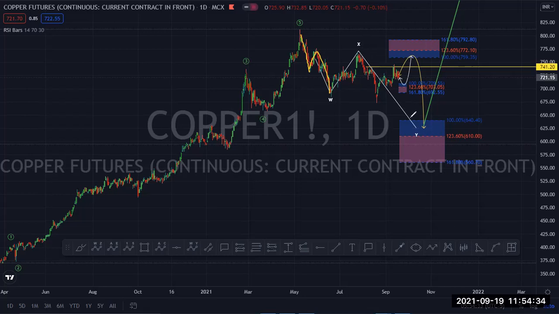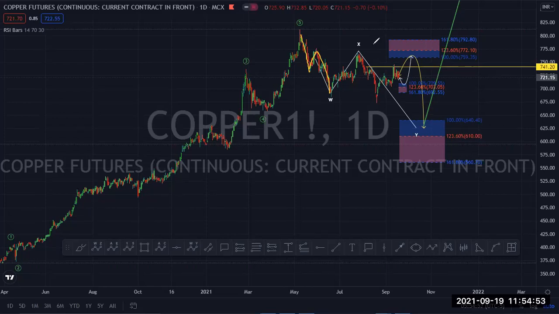Then with Y is dropping, but it will likely go up again to complete a pattern before it finally drops. So for now, if you want to buy copper, you need to wait.